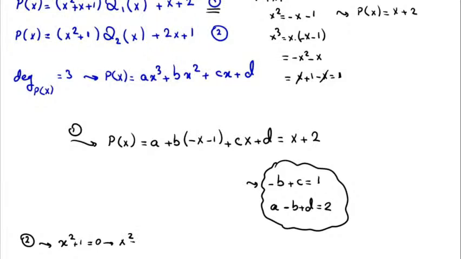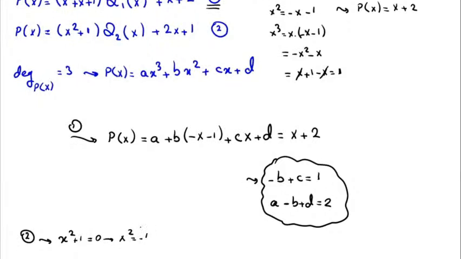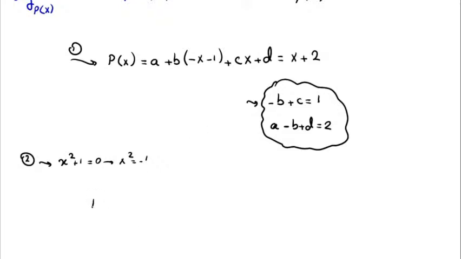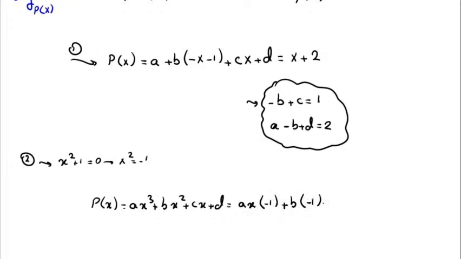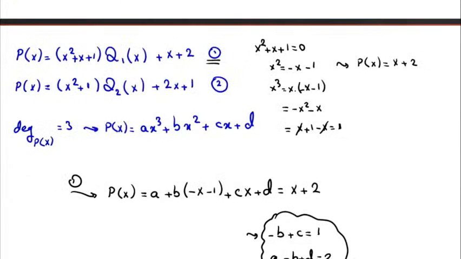So x squared is negative 1. So if I replace in p of x, which is ax cubed plus bx squared plus cx plus d, it will be a times x squared, which is negative 1, plus b times x squared, negative 1, plus c plus cx plus d, equal to what? Equal to the remainder, 2x plus 1.